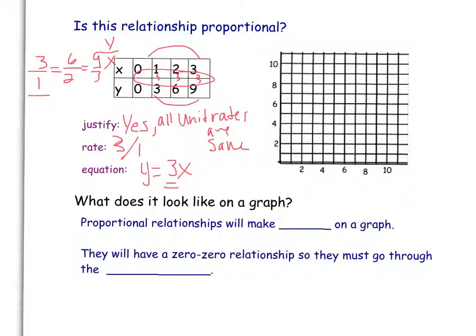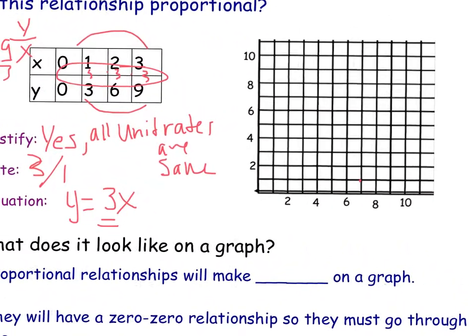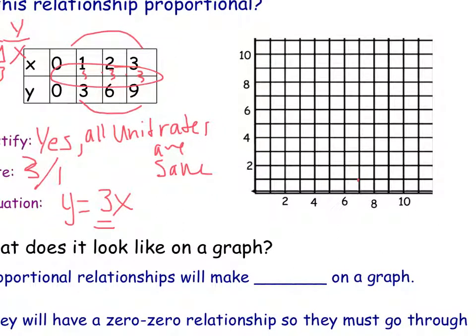So let's just take a moment to graph this. So I'm going to graph each. Remember, my ordered pair, x is how far we go left to right, y is up, down. So my first one is 0, 0. That's right there. Then I'm going over 1, up 3, and then over 2, up 6, and over 3, up 9. So that first ordered pair is how far we're going over, the second is how far we're going up.